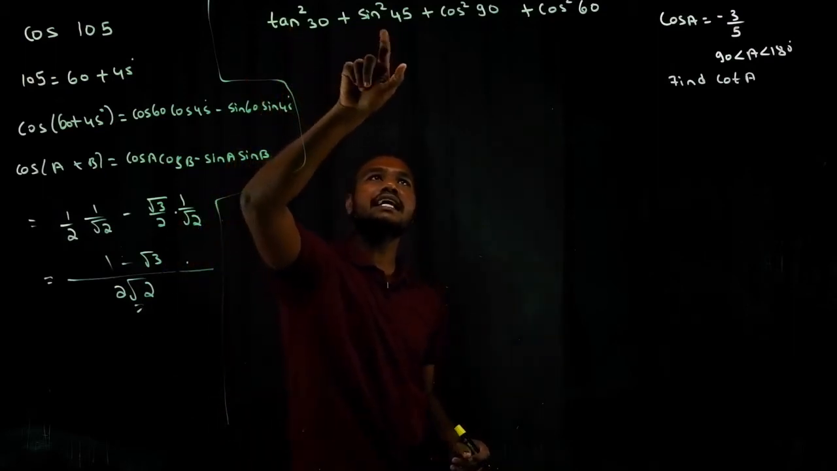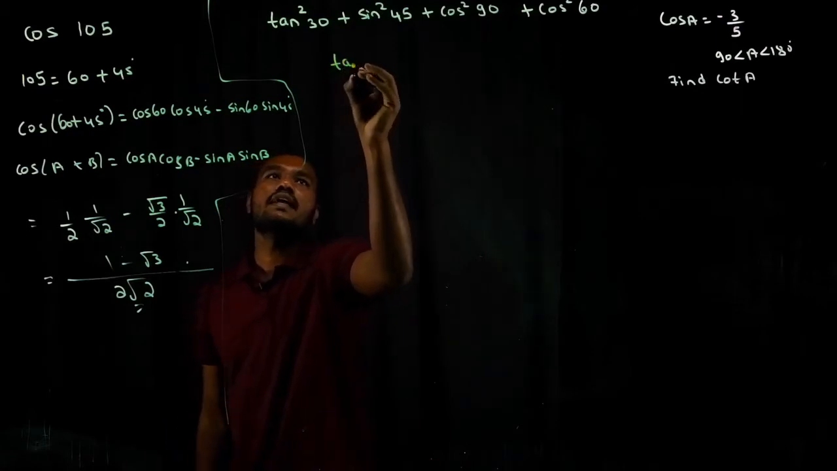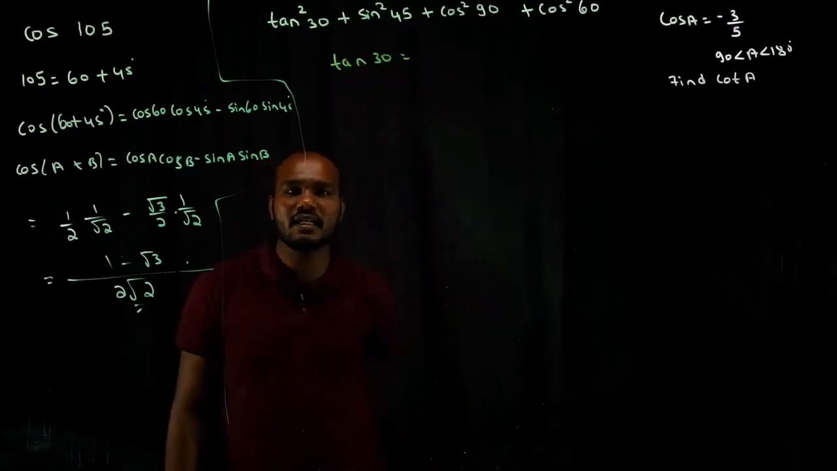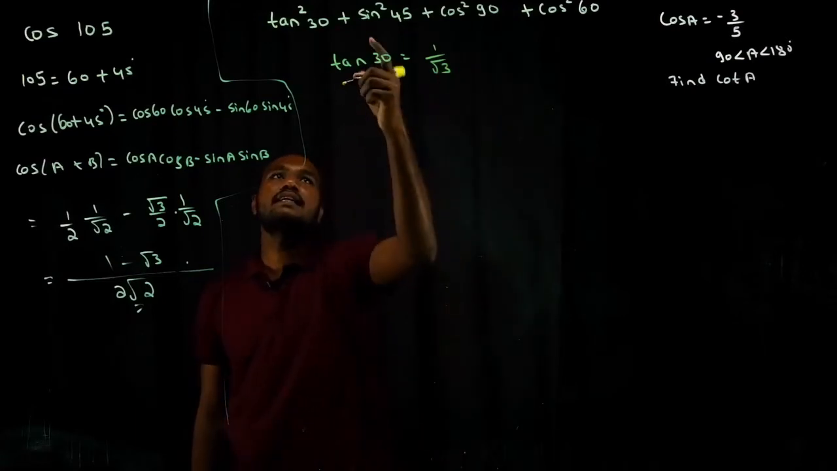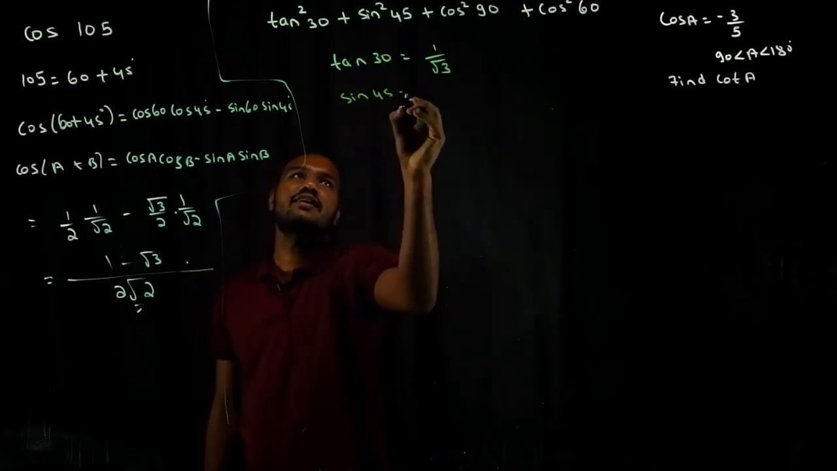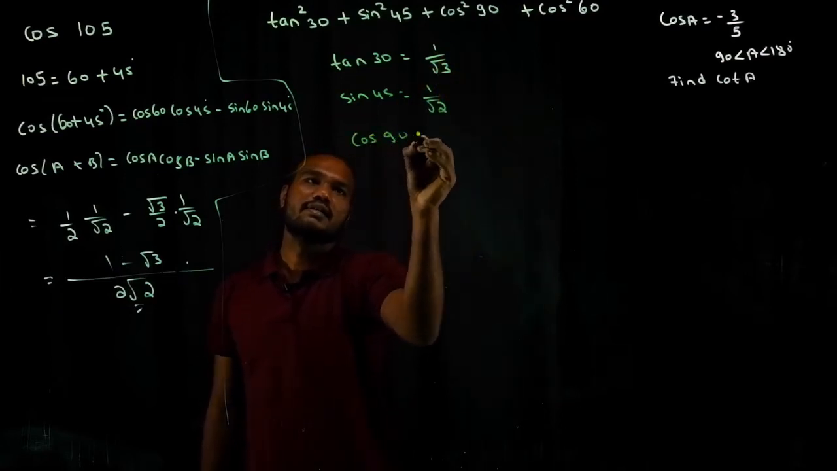Tan square 30, sin 45, cos square 90 and tan 60. So this is a very simple question. Tan 30, how much is tan 30? Tan 30 is 1 by root 3. Next is sin 45. Sin 45 is how much? 1 by root 2. Cos 90 is what? 0 degree.